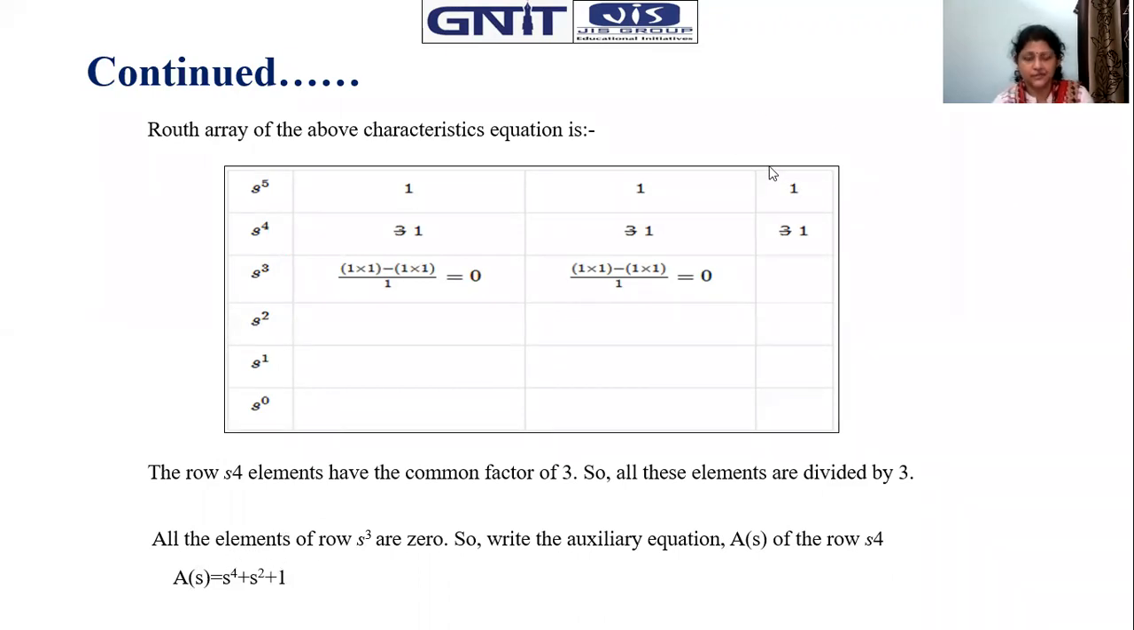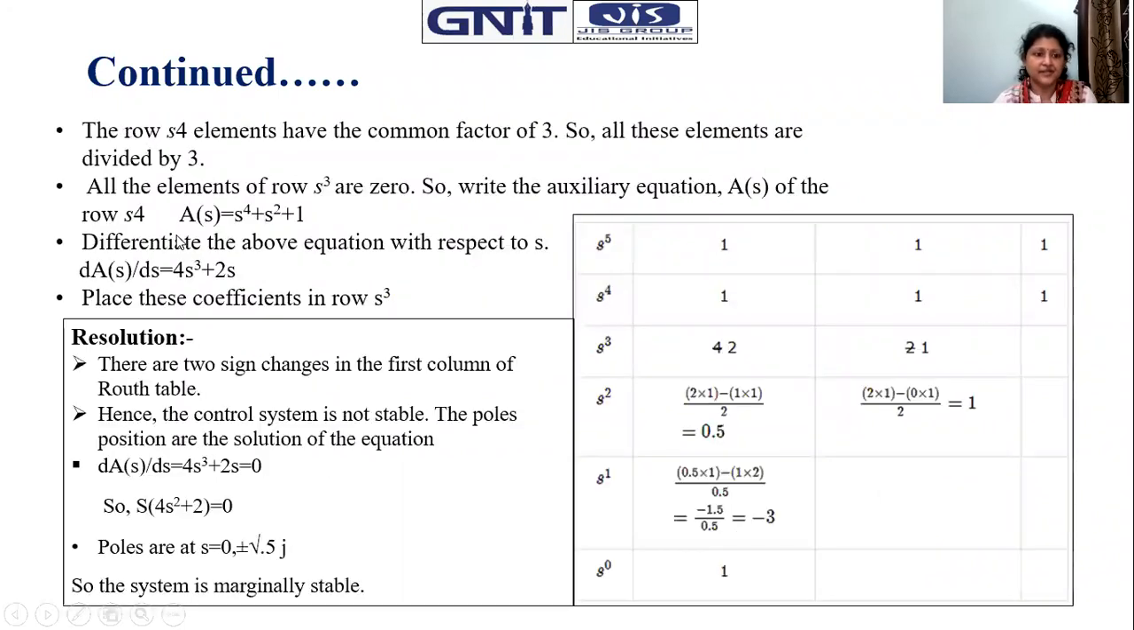So what do we get? Let's see. We are taking the derivative of A(s). What we find is dA/ds will become 4s cube plus 2s, and the constant will become 0. So what are the coefficients we got? 4 and 2. We put these just in place of the row of zeros. So this will be 4 and 2, and we are putting 4 and 2 here.